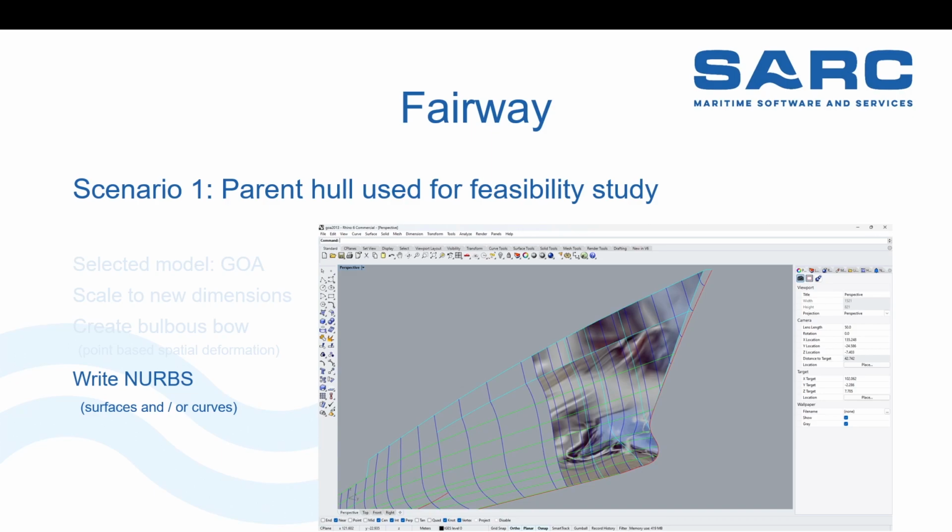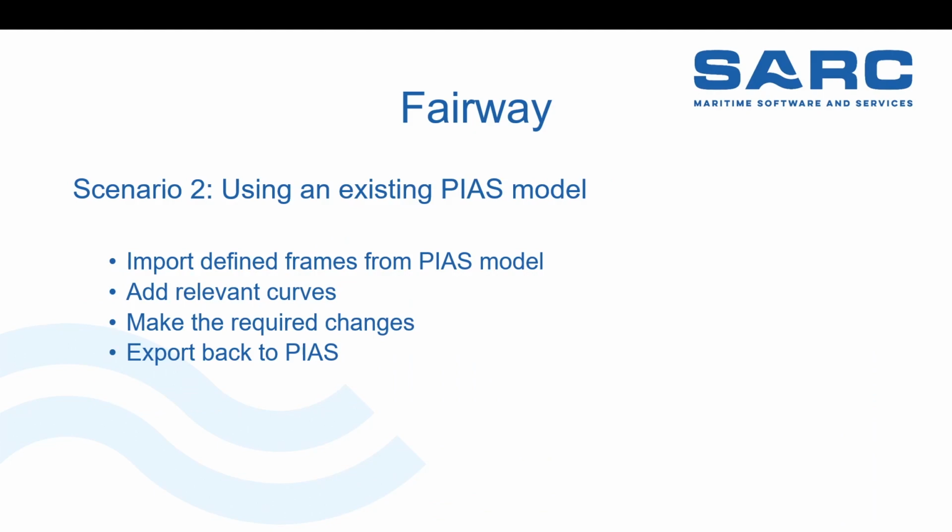That is when you start with a fairway hull. You don't always have that. Sometimes you have a historic database. There is some lines plan. Somebody took great effort in digitizing that in Pius.